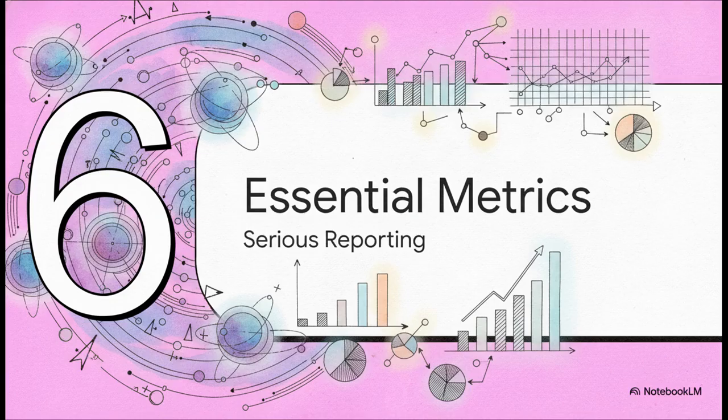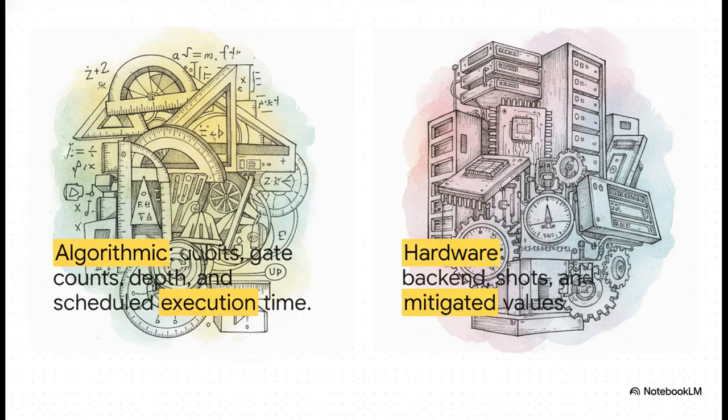Finally, Part 6. Essential metrics. To wrap things up, here are the exact metrics you need to produce a serious, rigorous quantum program report. You really need to separate algorithmic metrics from hardware constraints. On the algorithmic side, you must track logical and physical qubits, total gate counts, especially those 2-qubit gates, circuit depth, scheduled execution time, observables, polygroups, and your simulator and classical baselines.